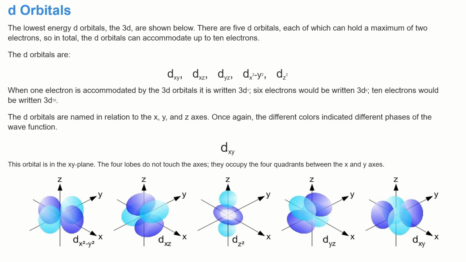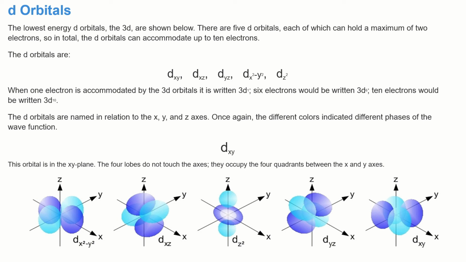When 1 electron is accommodated by the 3d orbitals, it is written as 3d1. 6 electrons would be written as 3d6. 10 electrons would be written as 3d10.